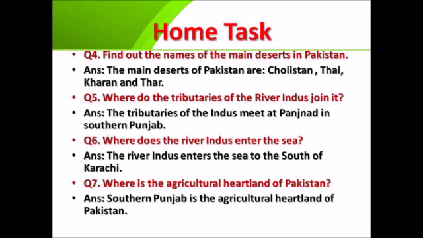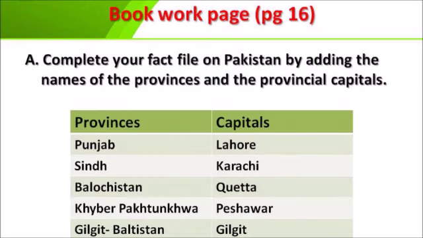Okay, dear students, let's start our bookwork, page number 16. Our first part is A part. Complete your fact file of Pakistan by adding the names of provinces and the provincial capitals. Okay, you know very well there are 5 provinces of Pakistan. First one is Punjab and its capital is Lahore. Second one is Sindh and its capital is Karachi. Third one is Balochistan and its capital is Quetta. Next one is Khyber Pakhtunkhwa and its capital is Peshawar. Next one is Gilgit-Baltistan and its capital is Gilgit.